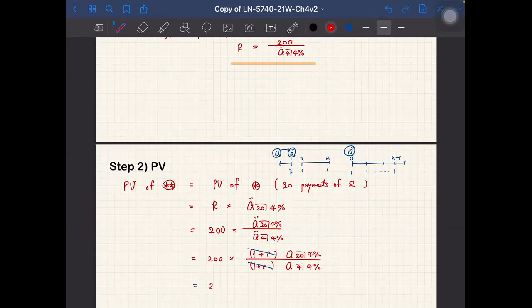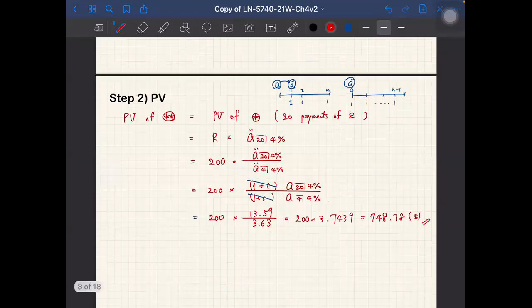So this is equal to 200 times a angle, which can be calculated by BA II Plus. The numerator is the 20-year discounted annuity, so a little less than 20, and it is 13.59. The denominator is the 4-year annuity, so less than 4, and actually 3.63. So this is 200 times 3.7439, which becomes $748.78. This is the present value of this annuity.